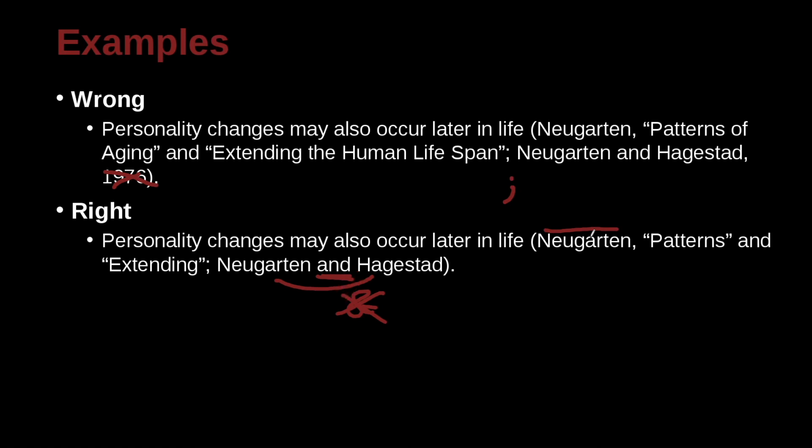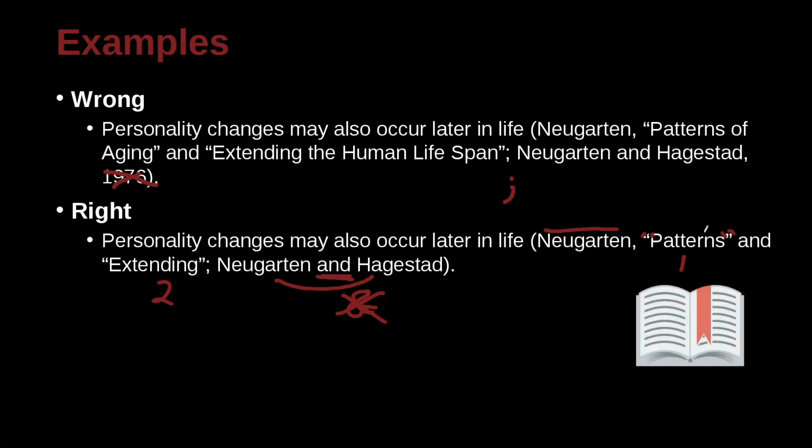Here what we have is Newgarden is the author, but he's the author of one work here and another work here. So we're citing 2 sources, but by the same author. And in this case, we see they have quotation marks, which means it's a chapter of a book or it's a smaller part of something that's bigger. So we are making 3 citations here, but 2 are by the same author.